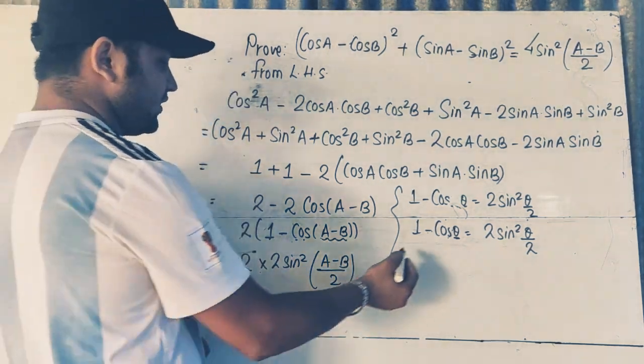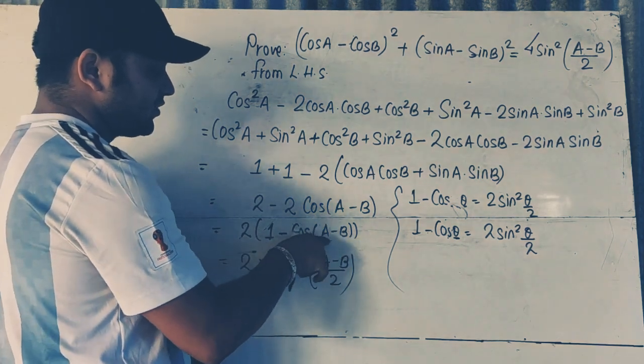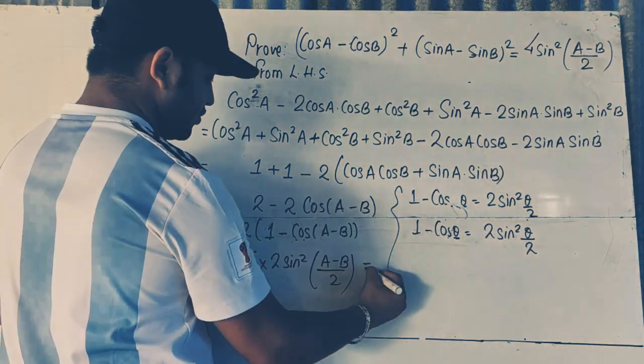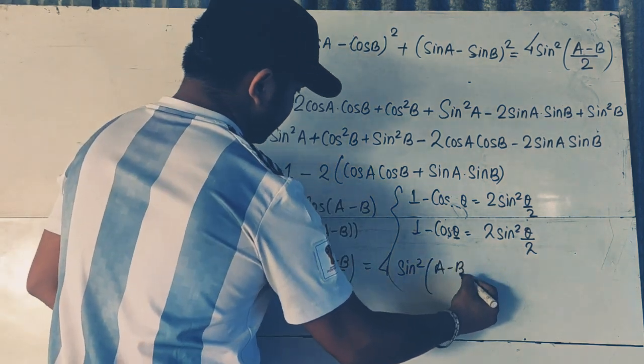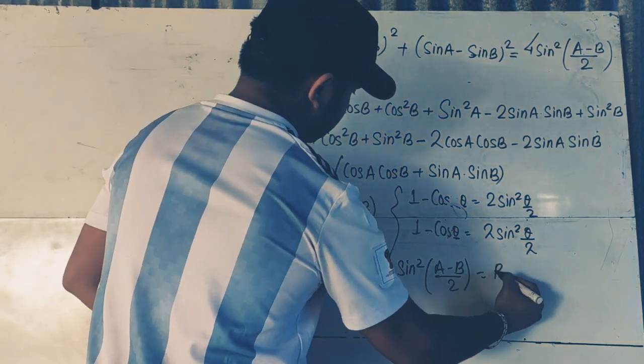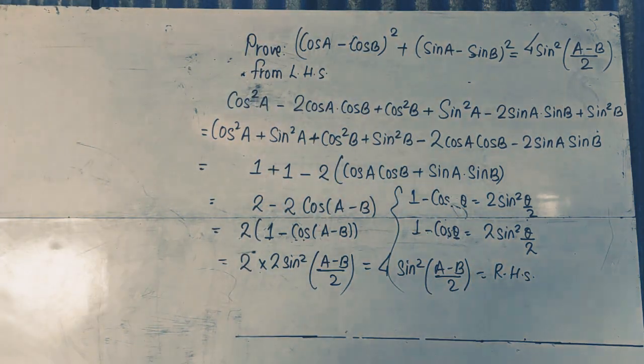What we did here is we applied the formula of 1 minus cos theta, assuming a minus b as theta. So 2 into 2 gives you 4 sin square of a minus b by 2, which is our RHS. So in this manner we solve the given problem. It's quite easy to do.